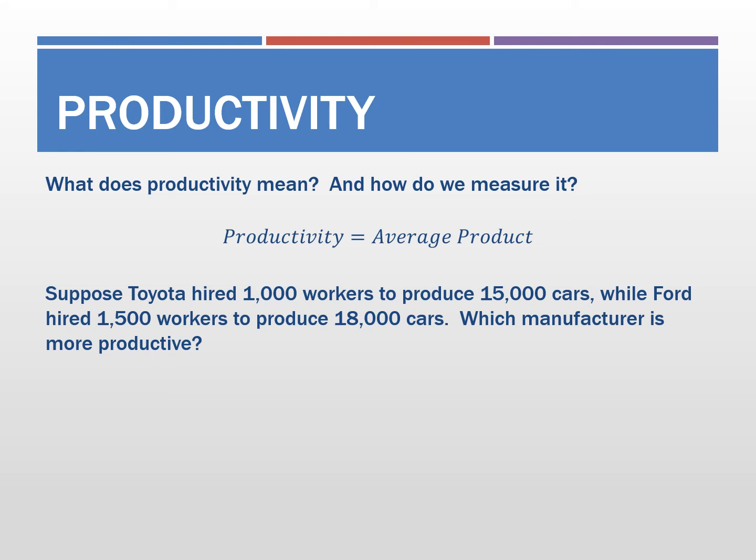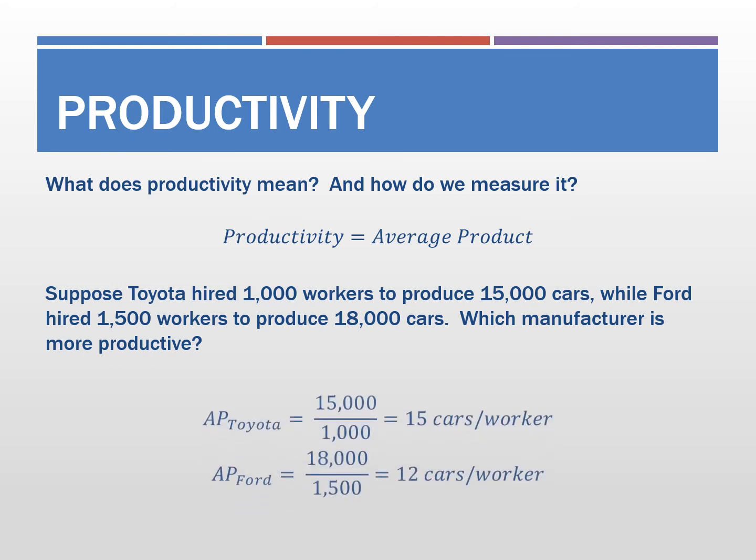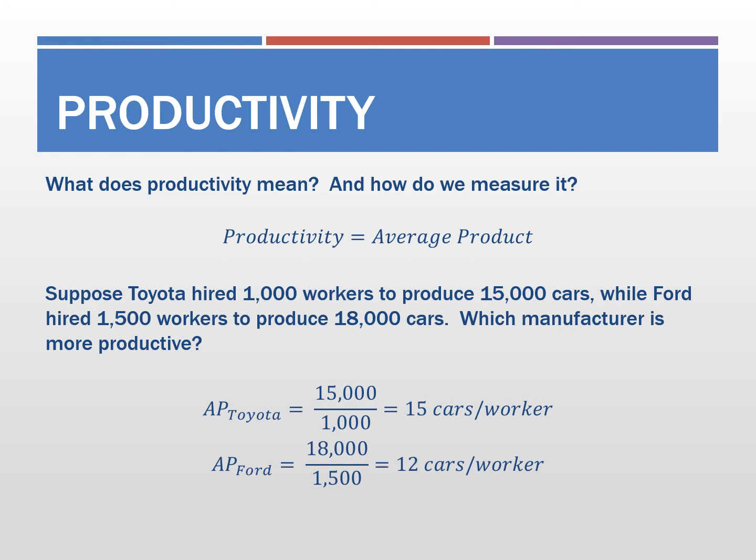The term productivity here does not refer to the total output of the firm. Indeed, productivity refers to the average product of the firm. So to evaluate which firm is more productive, you can simply use this very simple average product equation. Use the total number of workers.